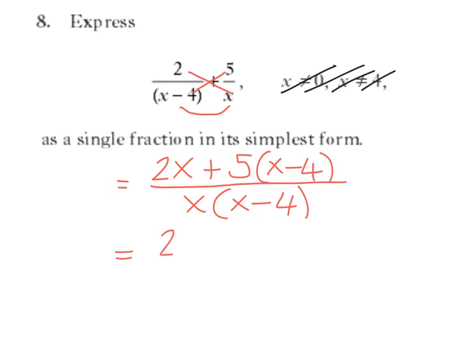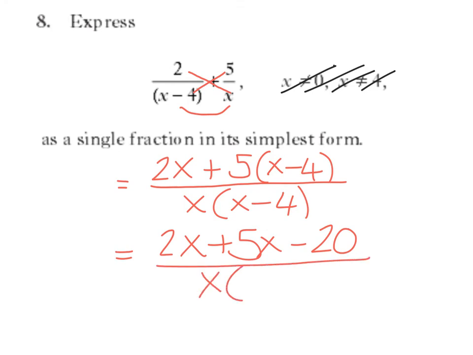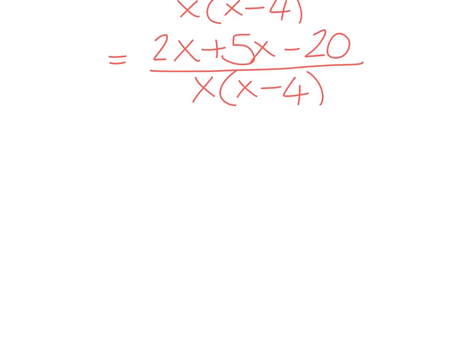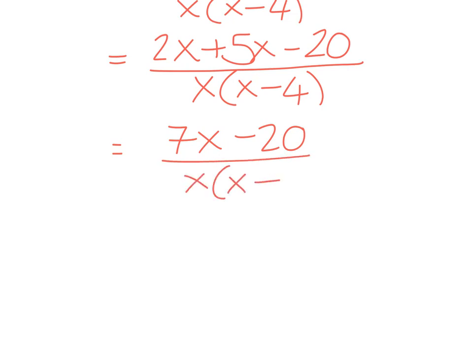So on the numerator we have 2x plus, and then 5 times x is 5x, take away 5 times 4, which is 20, over x bracket x, take away 4. So combining the like terms on the numerator, that then gives us 2x plus 5x, which is 7x, take away 20, over x bracket x minus 4. There are no more like terms. No further factorising or simplifying is possible. That therefore means that this is our final answer.